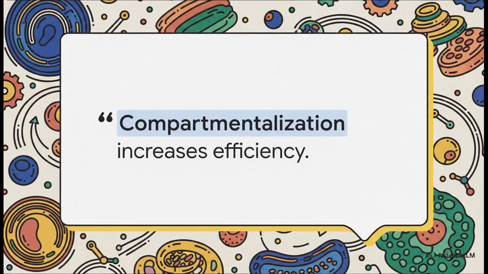We'll wrap up on this thought. Compartmentalization increases efficiency. That is literally the true secret of the eukaryotic cell. Every single membrane, every organelle, every transport vesicle, it all works in perfect, isolated harmony to keep you alive. If biology has managed to build a factory this perfect, how might understanding its exact blueprints allow us to engineer microscopic biological machines of our own in the future?